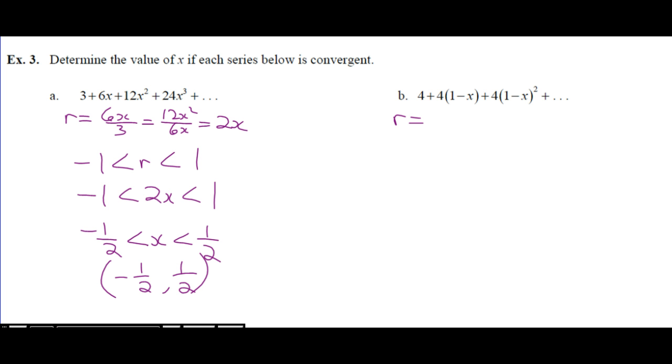1 minus x, right? Or you can get that by inspection, and you just look at that and say, yeah, that's 1 minus x. You can get it by taking this and dividing it by 4, or taking this and dividing it by this. But yeah, it's just 1 minus x.